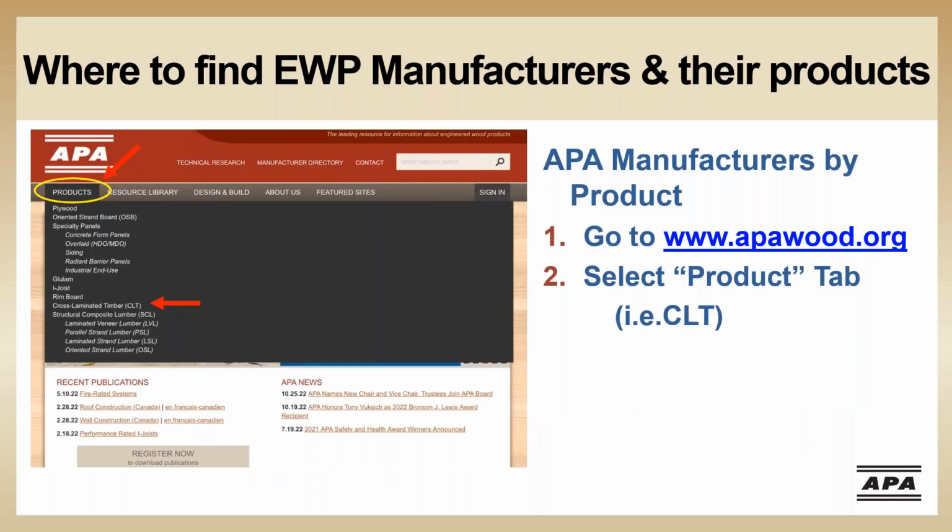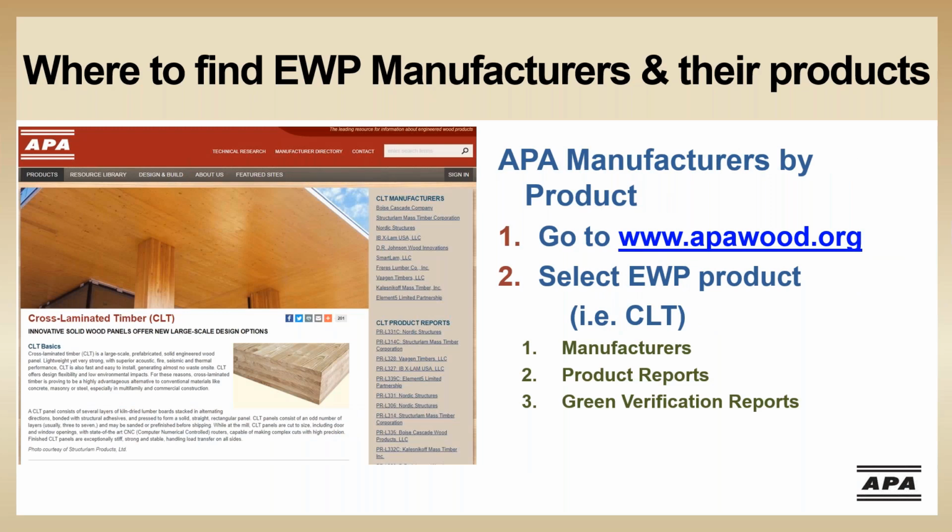So finally, if you want more information, you can visit our apawood.org website and select the product tab located in the upper left of the screen. Select the product you're looking for more information on. So for this example, we selected CLT, and this will take you to a page that has general information about the selected product. And this is also going to include a list of APA manufacturers, product reports, green certification reports, as well as other information about the product.